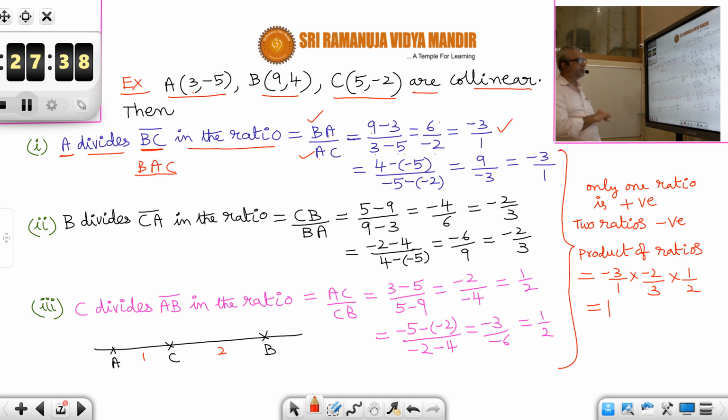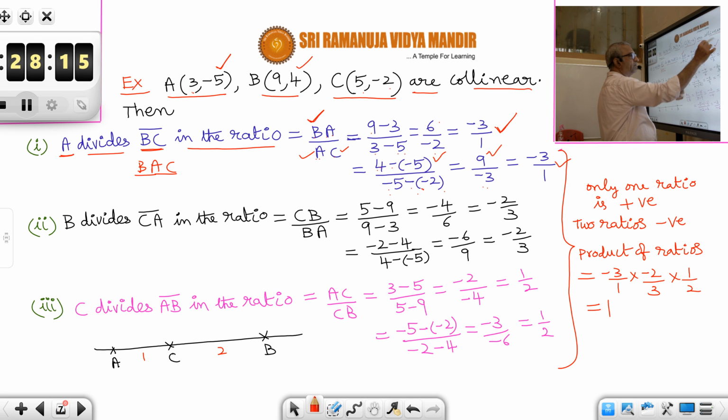Now let us use y coordinates and see what happens. What is the y coordinate of B? 4. 4 minus y coordinate of A, minus 5. So 4 minus minus 5. Numerator is over. Denominator: y coordinate of A, minus 5, minus y coordinate of C, minus 2. So the numerator is 4 minus minus 5, which is 9. Denominator: minus 5 plus 2, minus 3. So 9 by minus 3, also -3:1.